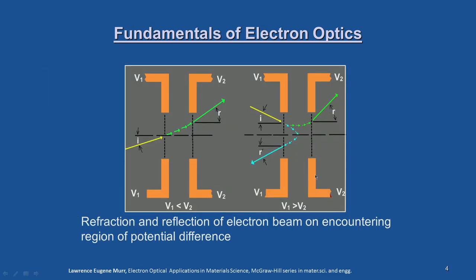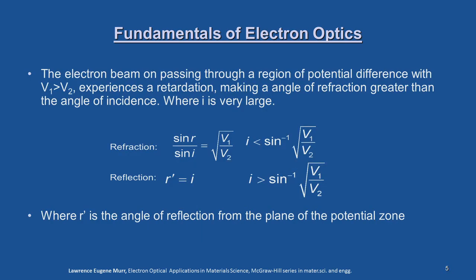We will go back and look again. The plane of the potential zone which we are referring to is somewhere here, and you see that i is equal to r prime when the reflection is considered. With this we simply see that the electron beam exactly follows the rules of a light optical system, and we will see what additional points we need to consider.